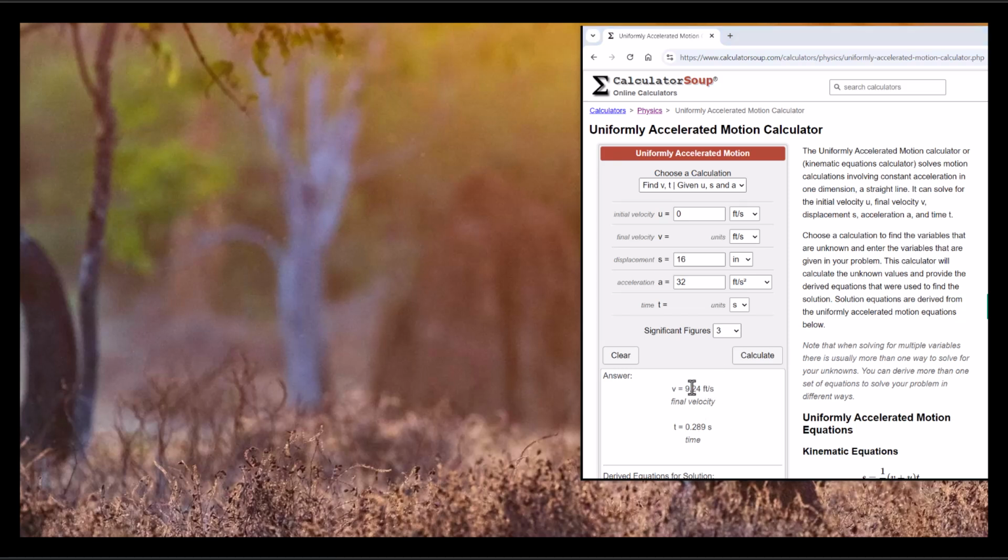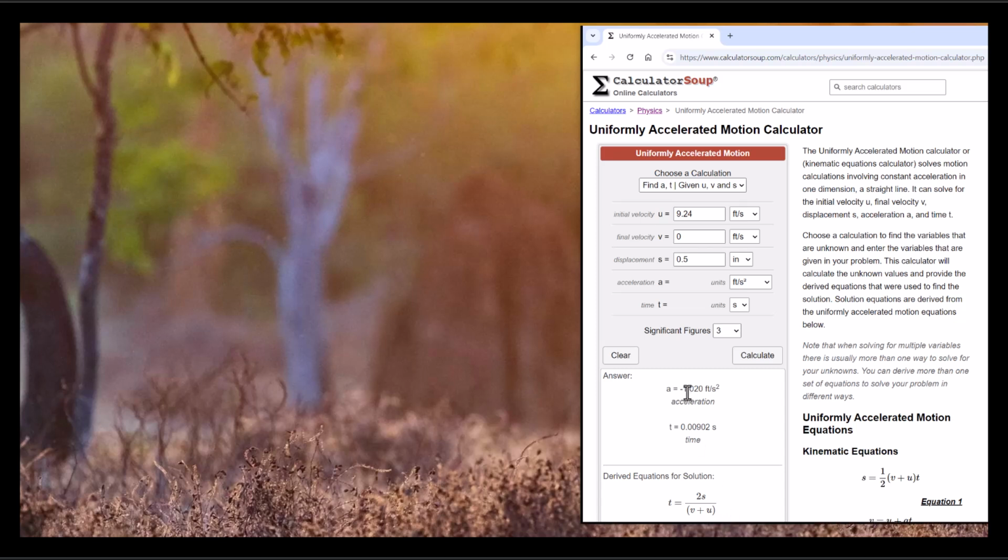And we have another calculation we need to do, and we'll do that, and then we'll go back to the video. And we switch to this one. All right, so our initial velocity is 9.24 feet per second. The final velocity is 0. The displacement is a 1/2 inch. And we calculate it. And so what it tells us is the acceleration is negative 1,020 feet per second squared, and the time required to do that is 0.009 seconds.